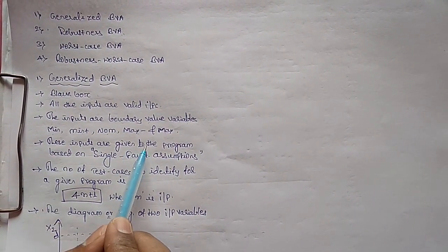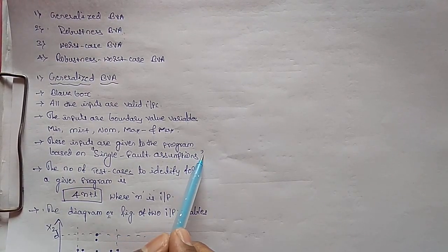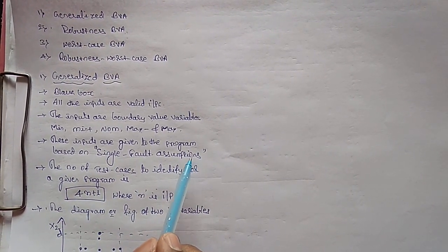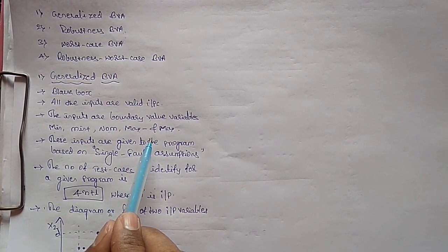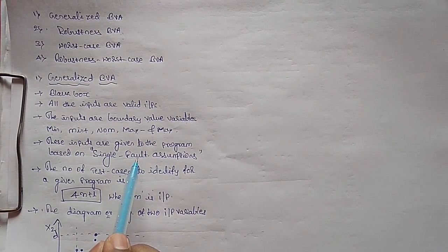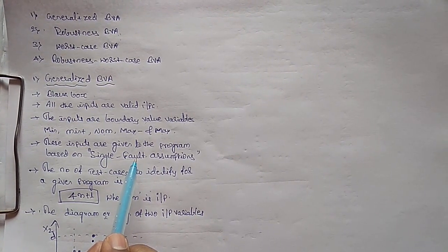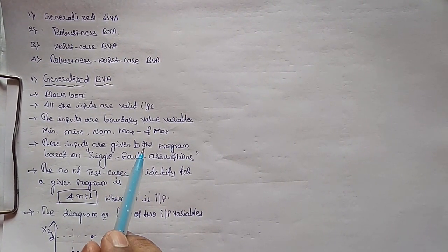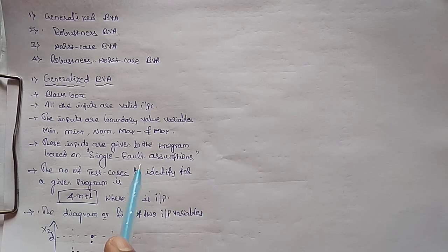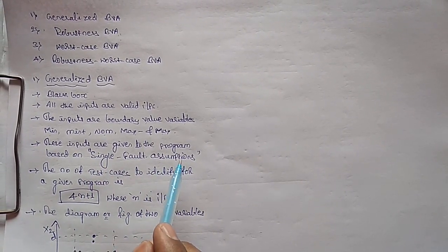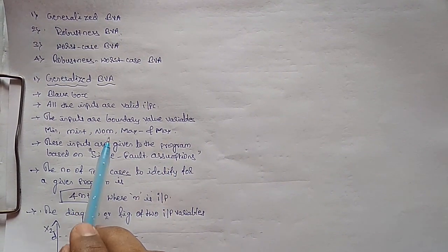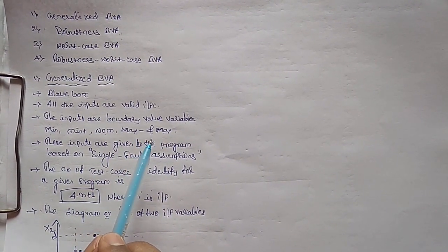These inputs are given to the program based on the single fault assumption. That means how we need to specify these inputs. If 2 inputs are there, then the combination of the inputs is different. If 3 inputs are there for a given program, then the combination of inputs will be given in a different manner. So based on this single fault assumption, we need to specify inputs for a given program.